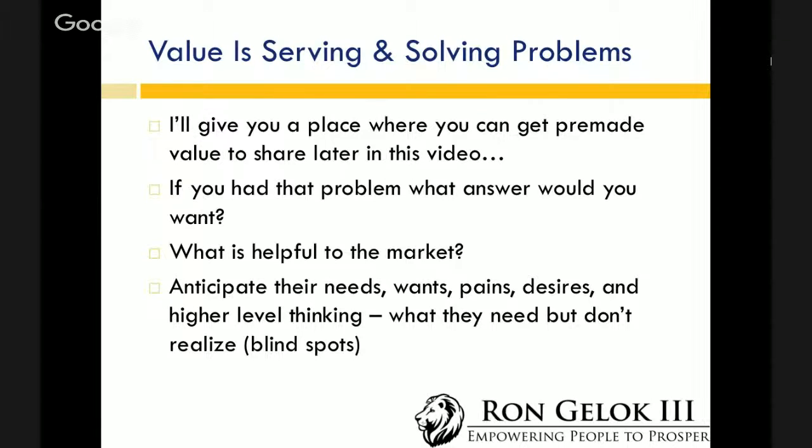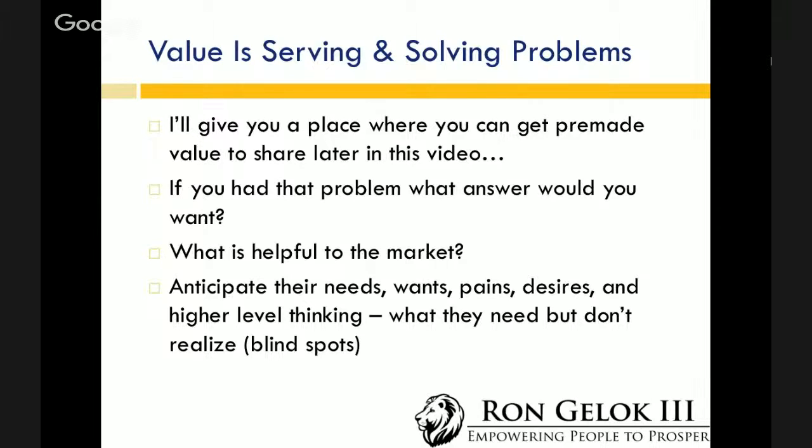So, again, a great question: if you had that problem, what answer would you want? If I'm really thirsty, I have a problem of thirst. What would the answer to my problem of thirst be? Well, you need to hydrate more. You need to go get some water, right? I know that might be oversimplifying it, but that's really how simple internet marketing and attraction marketing is. What is the problem? Where's the solution? Communicate that solution. And you want to ask, what is helpful to my target market?